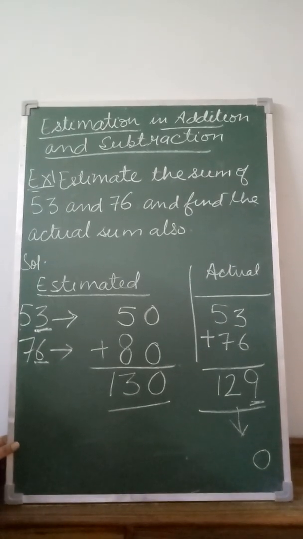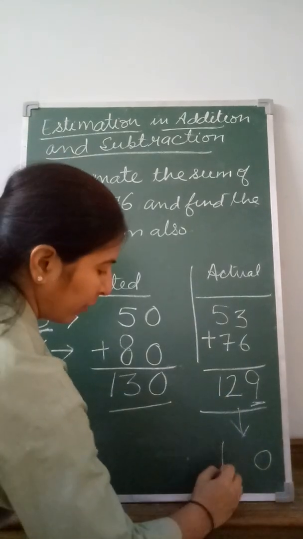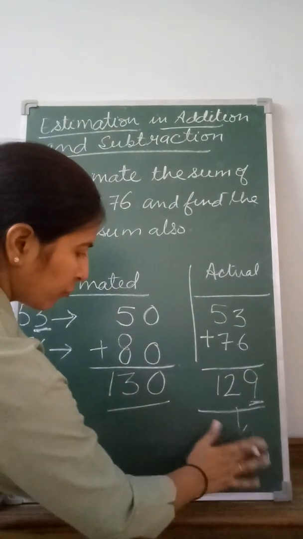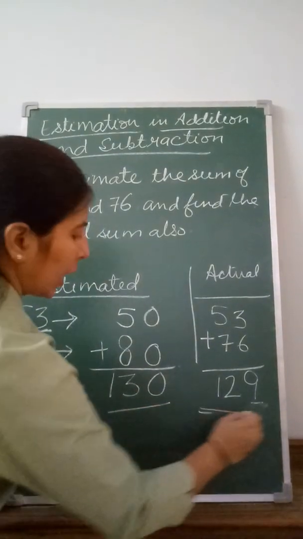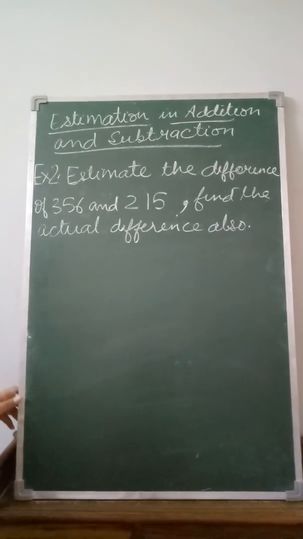So what we have to do? Increase that tens place digit by 1. So see. But you don't have to do this one. This is just for you to understand this topic clearly. So you have to do it like this. Actual and estimated sum. Now students, I'll take the second example.